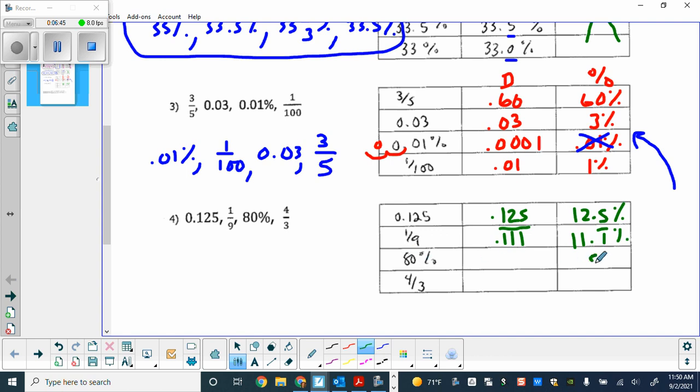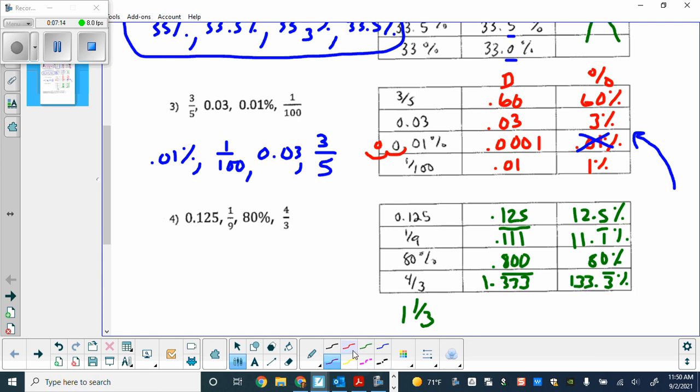80%, I can put that in the percent column, which would be a 0.80 right here, and I'm just going to put in a third zero so that everything has 3 decimal places. And 4/3 is actually 1 1/3, so this is a 1.3 repeating. And if I move that over twice, that's 133.3 repeating percent. So that's clearly the largest value we have here.